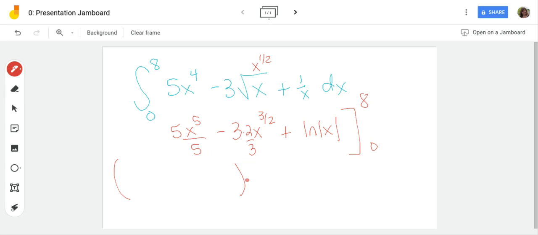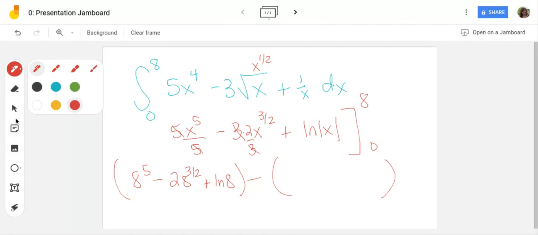So now I do the fundamental theorem of calculus. First I can get rid of these 5s and I can get rid of these 3s. All right, so I'm going to throw in 8, so that would be 8 to the 5th minus 2 times 8 to the 3/2 plus ln 8. And then I want to plug in a 0, which I can't do for ln, so I probably should change that number. Let's just change that to a 1 or something so that we can actually evaluate that answer, because you can't do the ln of 0. So let's make that a 1 right there.